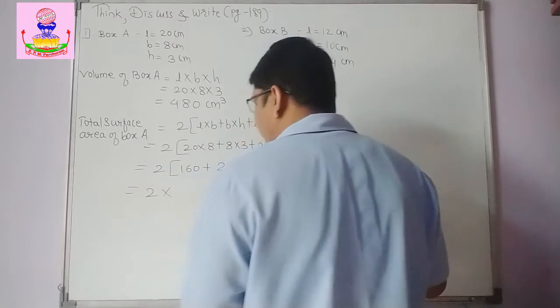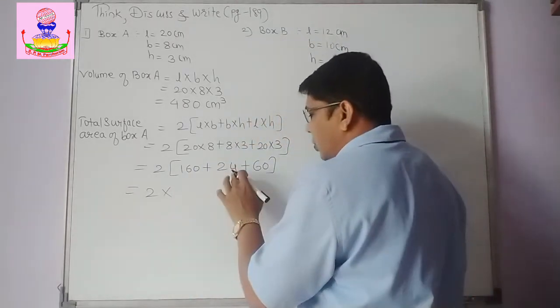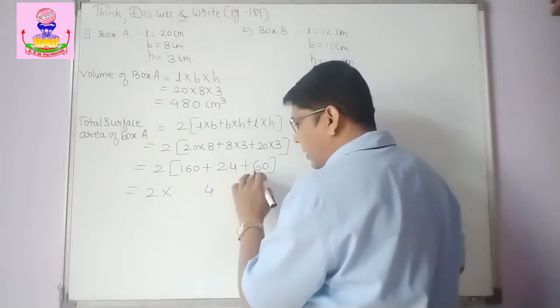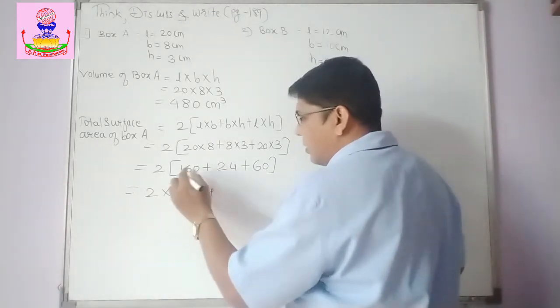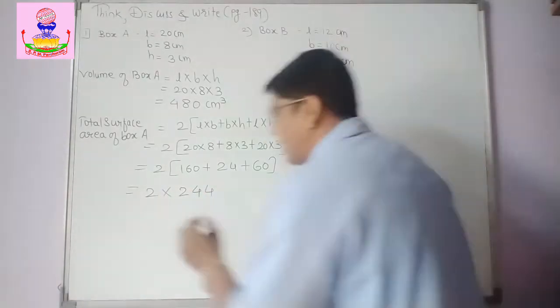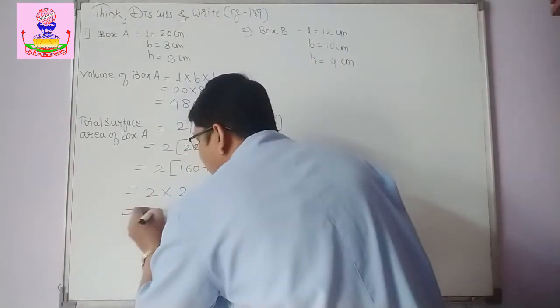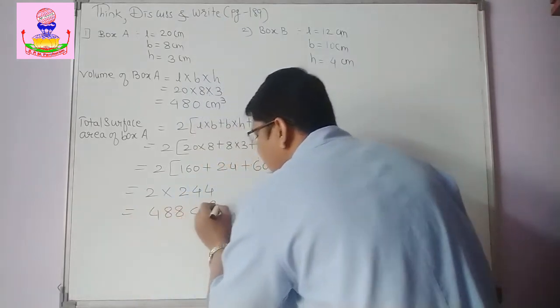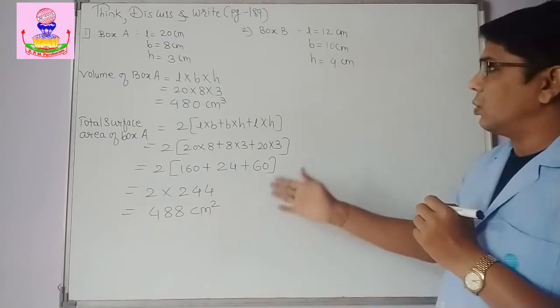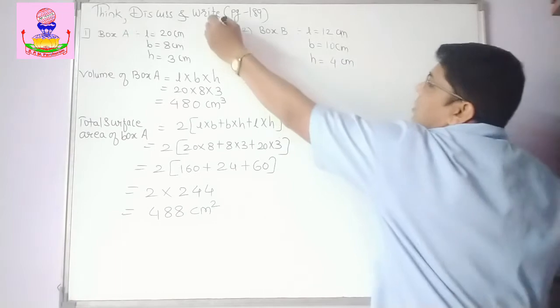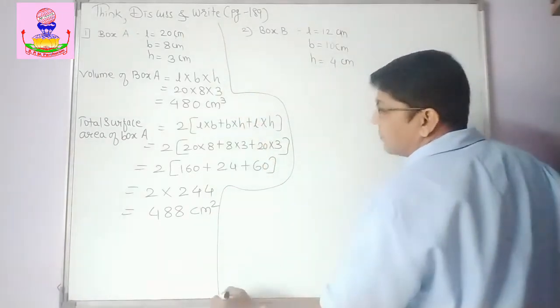Okay. So 2 into 0 plus 4, 4, 4 plus 0, 4. 6 plus 2, 8. 8 plus 6, 14. 1 carry on. So 1 plus 1, 2. And 244 into 2. That is 488 centimeter square. That is the total surface area of box A.